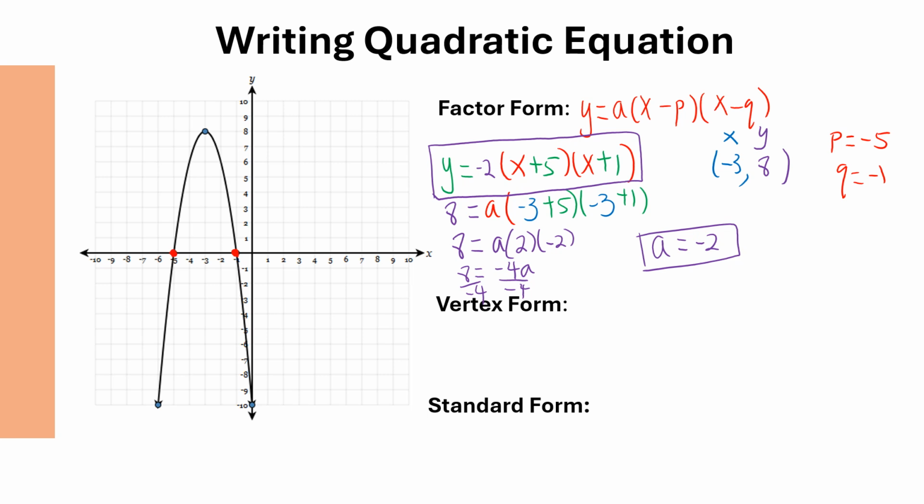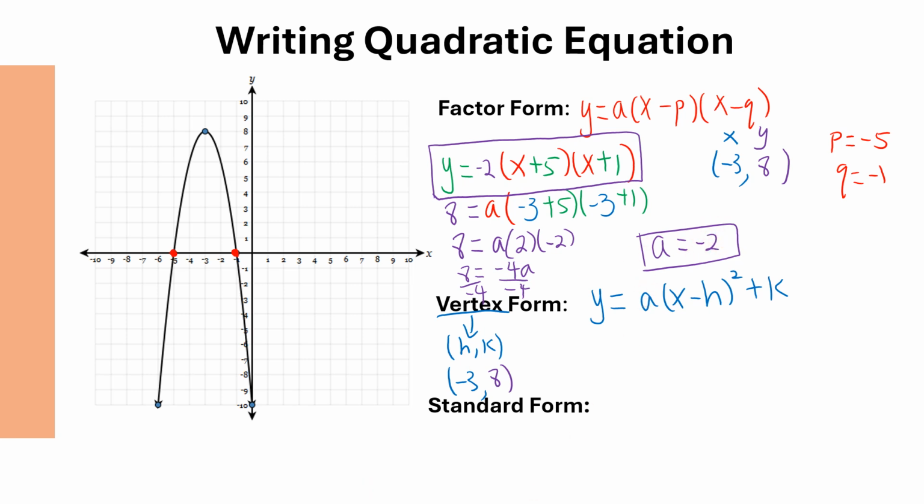For the vertex form, the general equation is y equals a times x minus h squared plus k, where the vertex is your h and k. We know what the vertex is for this parabola because that's the maximum point here, and we said earlier that it was -3 and +8. And we know what the a value is as well. From the earlier problem, we said that a equals -2.